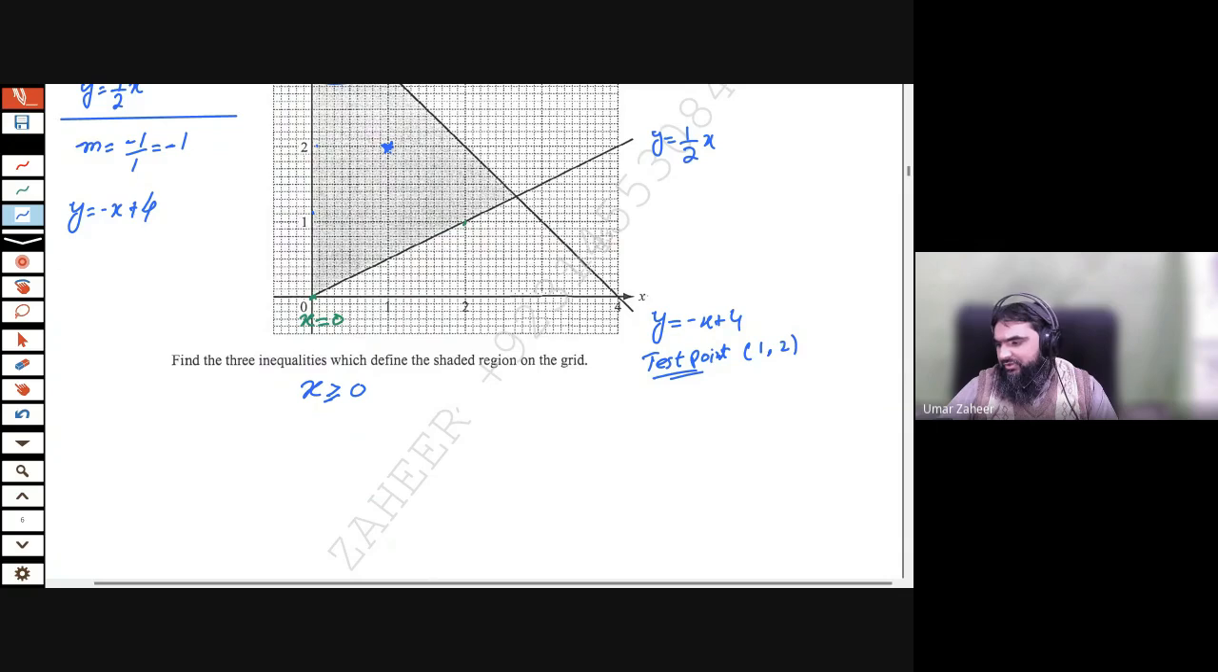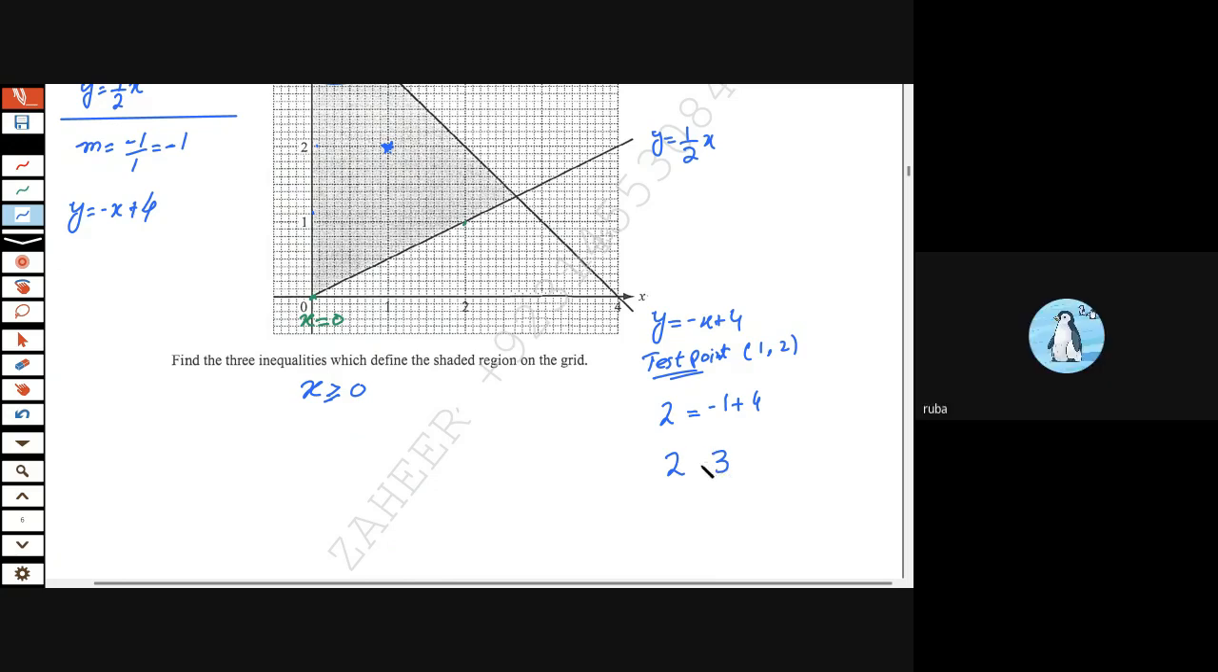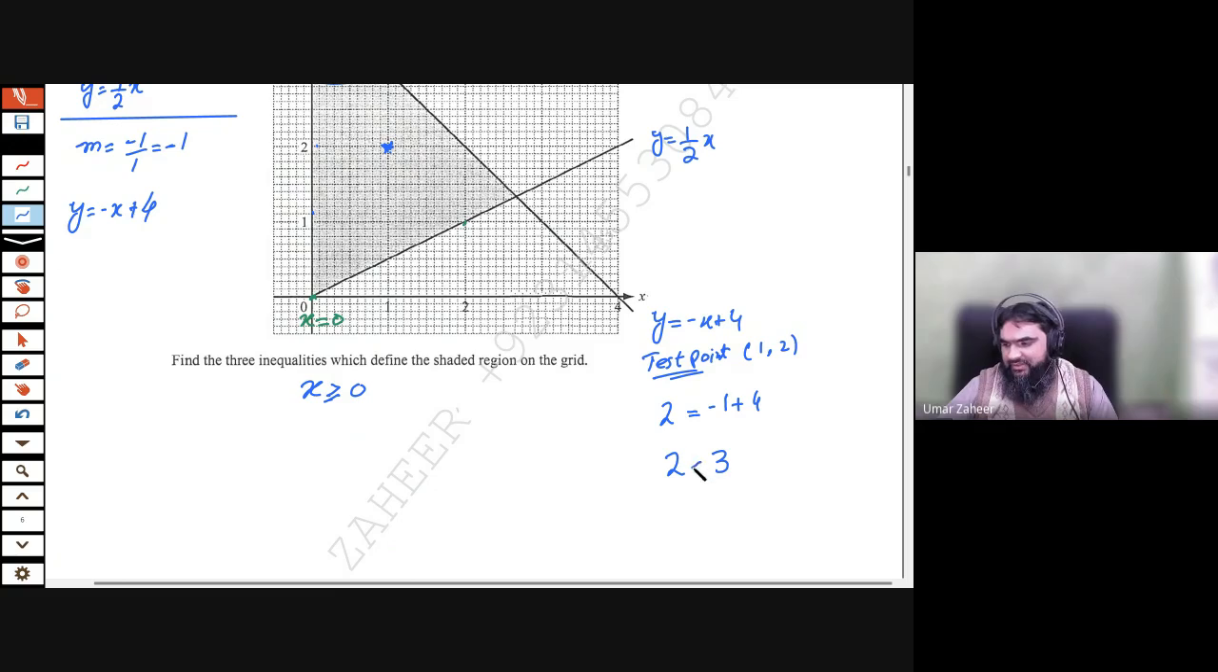So let's substitute it. We get 2 compared with minus 1 plus 4, which is 3. Tell me which inequality I need to substitute here, less than or greater than. Is 2 lesser than 3 or 2 greater than 3? It's less. It is less than or equal to.